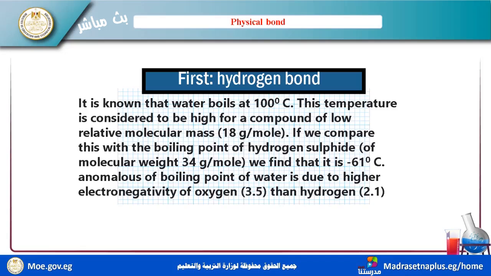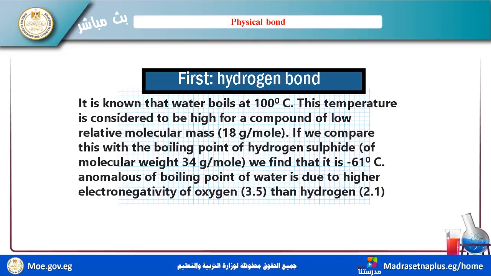Basically, I have hydrogen bonds. It is known that water boils at 100 degrees. I ask you now, why? Because this temperature is considered high for a compound of low relative molecular mass. Now I have 18, the molar mass of water, but its boiling point equals 100.